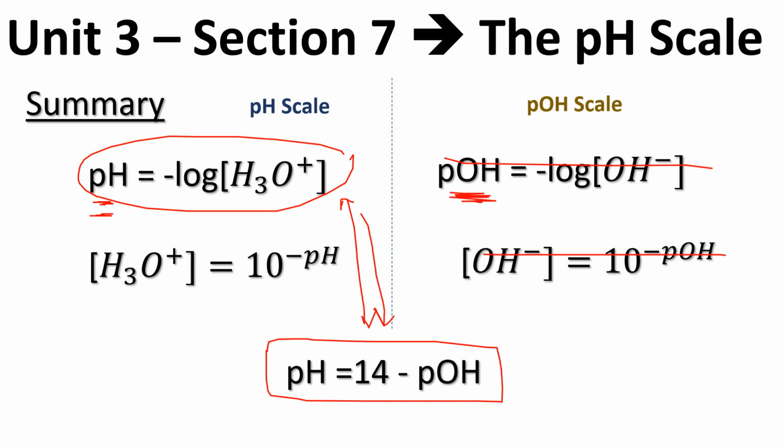The flip side would be true if I gave you a pOH of something and it was an acid. The two wouldn't match up. You need to do some subtracting. So when things don't match up, when OH and H plus or pH or things like that aren't going together, then you need to subtract.